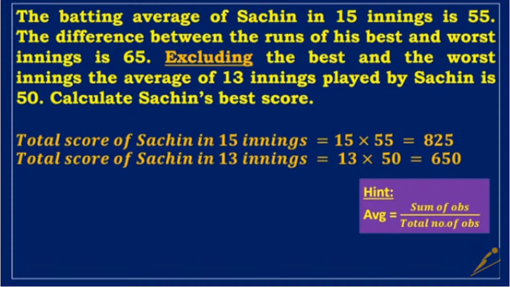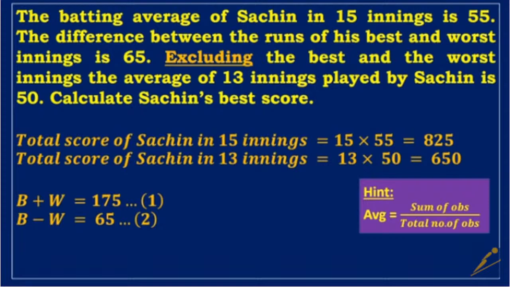The batting average of Sachin in 15 innings is 55. The difference between the runs of his best and worst innings is 65. Excluding the best and the worst innings, the average of 13 innings played by Sachin is 50. Calculate Sachin's best score. To calculate Sachin's best score, we can use the information given in the problem to set up and solve a system of equations. We'll call Sachin's best score B, and his worst score W.